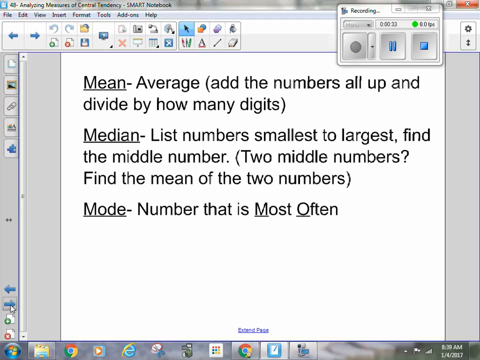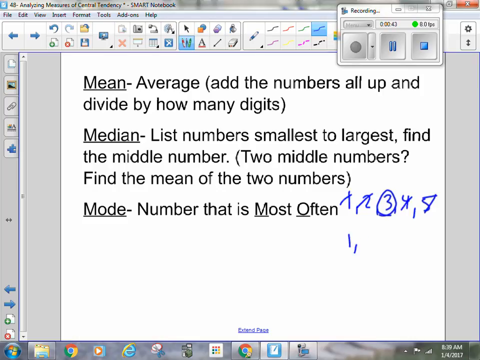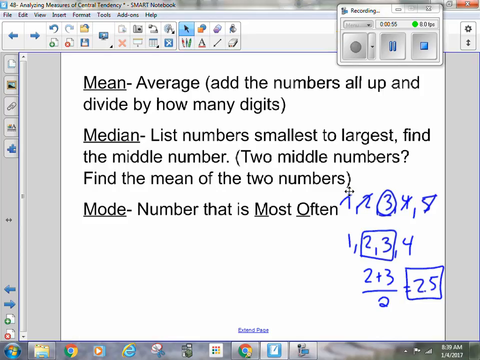So if I have 5 numbers, so 1, 2, 3, 4, and 5, my middle number is 3 because I can get rid of those two like that. If I only have 4 numbers, my middle numbers are 2 and 3. So I would add them and divide by 2. So my median would be 2.5. And mode, it's the number that occurs the most often. That's the easiest way to remember mode.